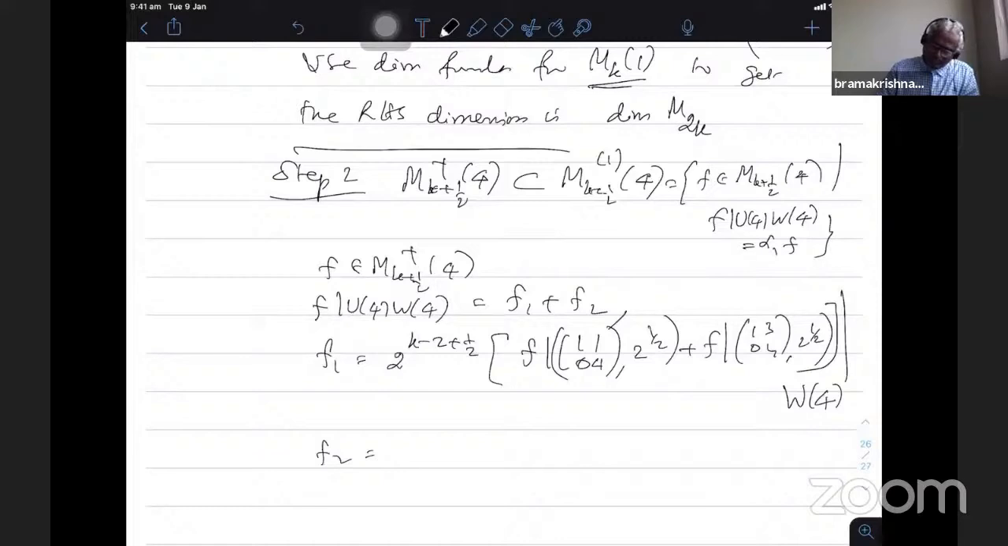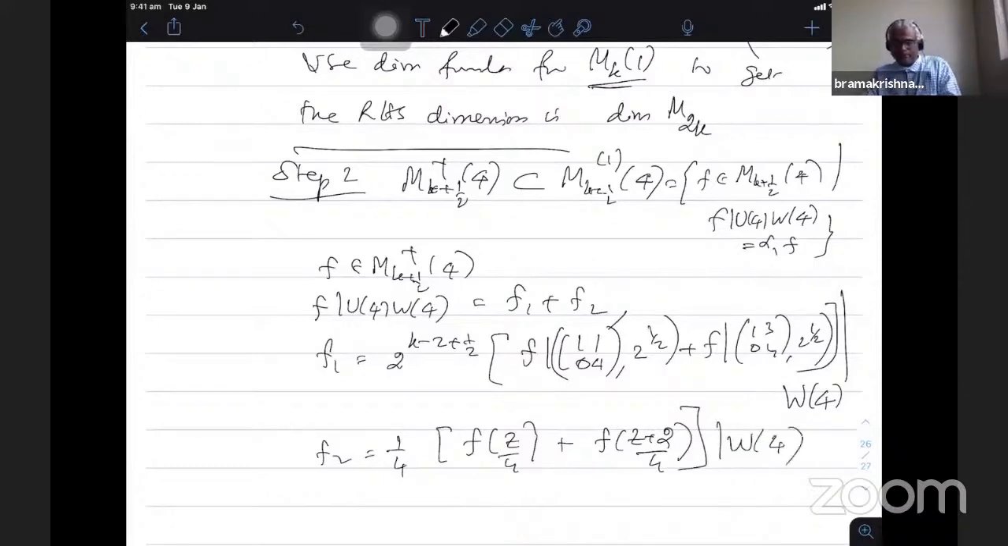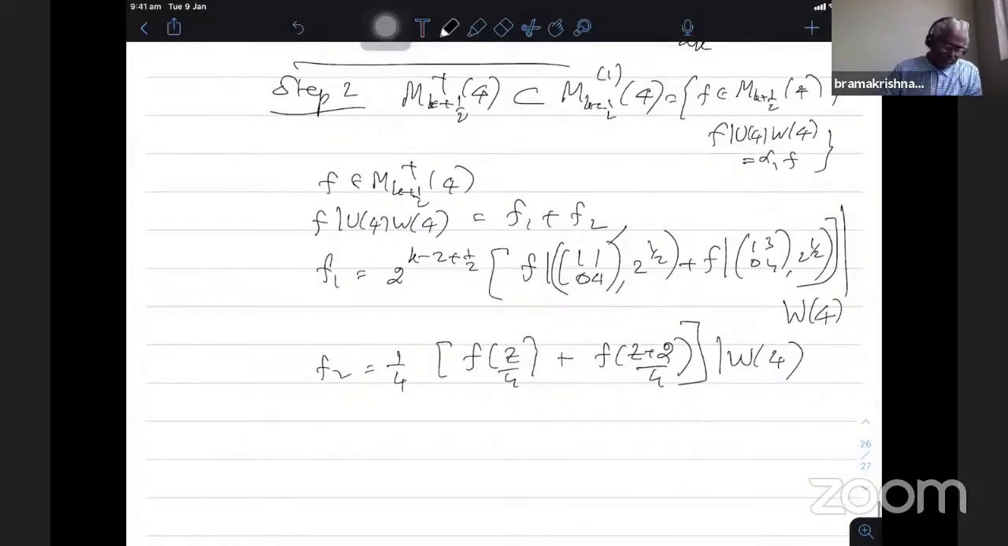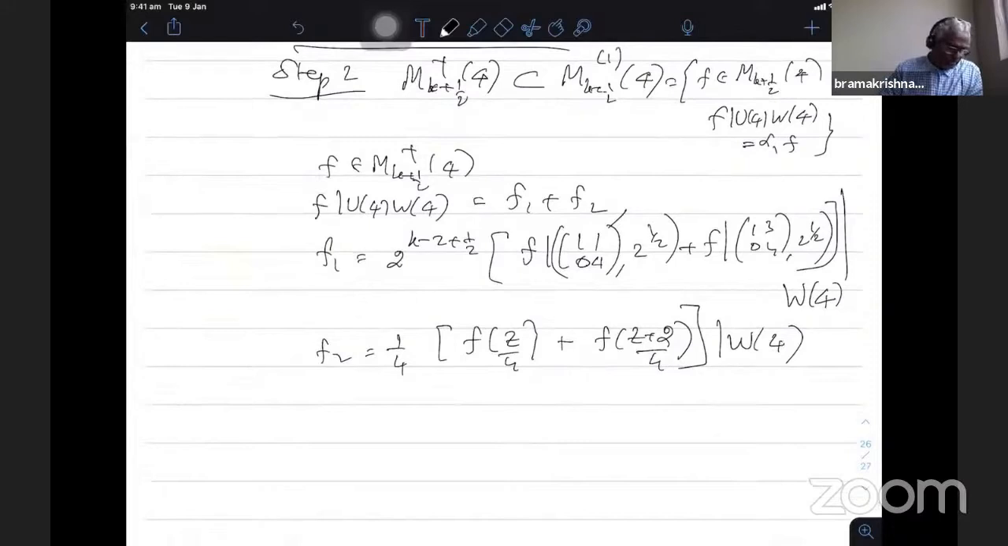f2 is 1 by 4 f of z by 4 plus f of z plus 2 by 4. After applying this, I am getting this because the constants are gone. So bar w. I am just rewriting u4 w4. Expand u4. There are 4 representatives: 1, 2, 3, 4. So 1 and 3 I keep in the first one and apply w4. 2 and 4 I keep in the second term and apply w4. Now one can simplify the first one. So you put the 2 power on the other side.